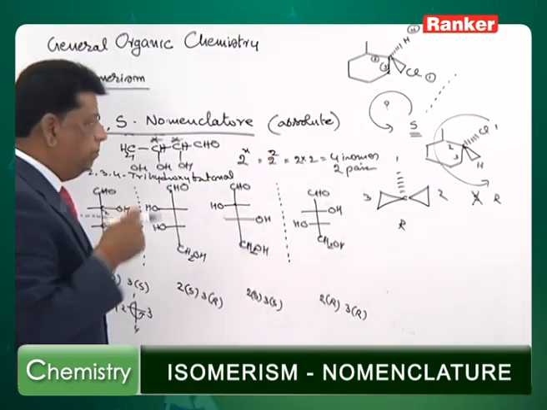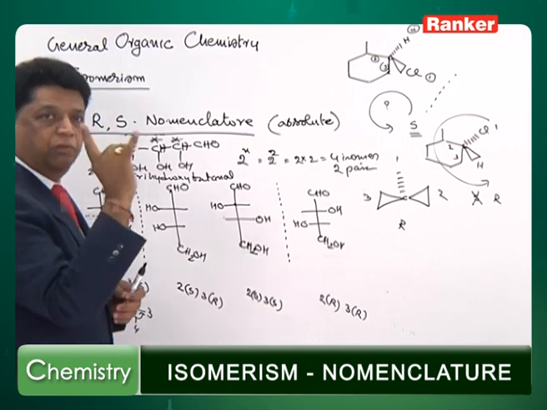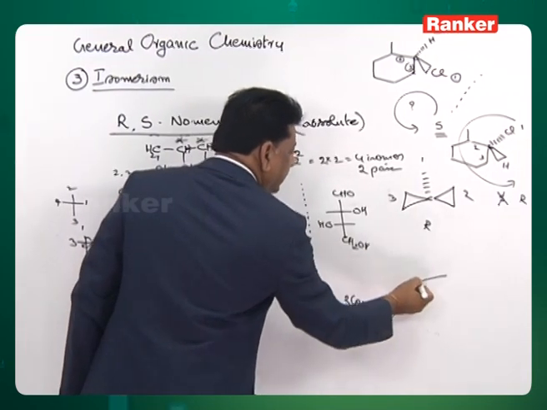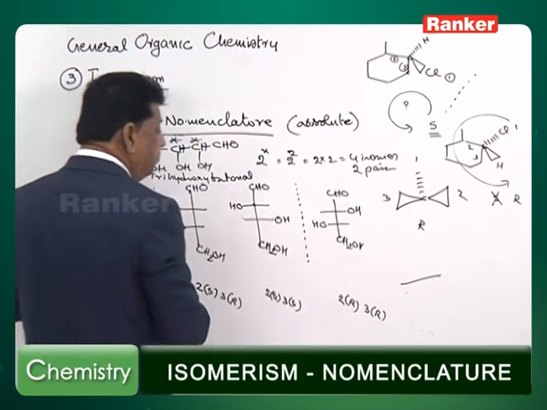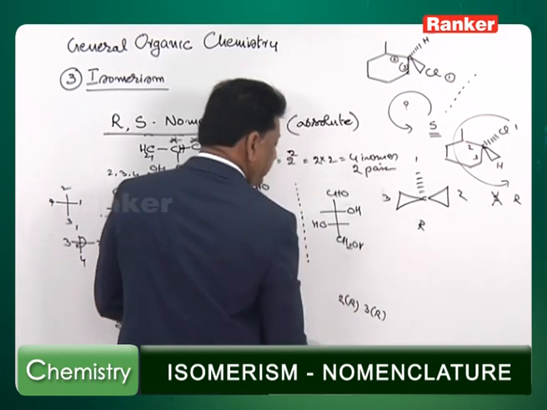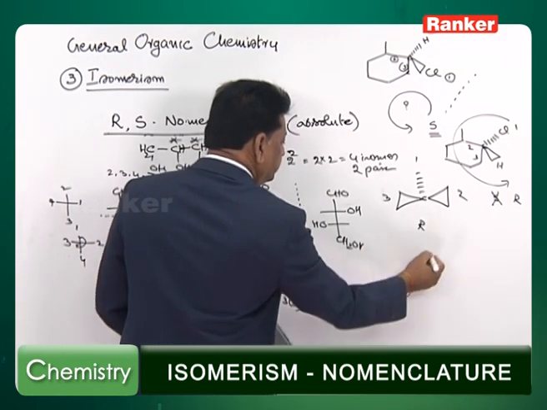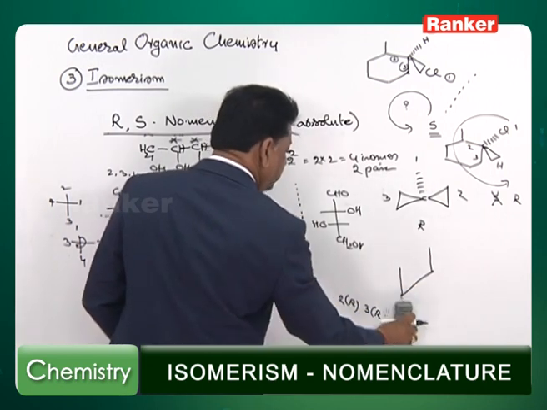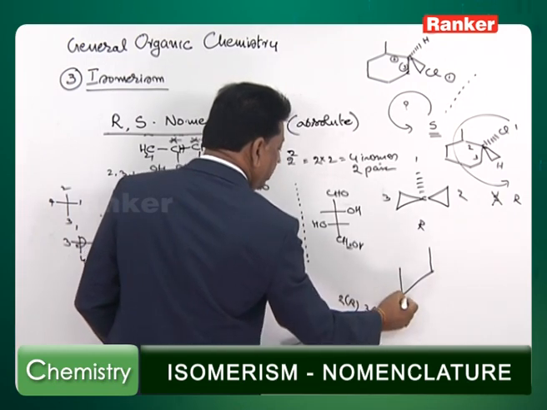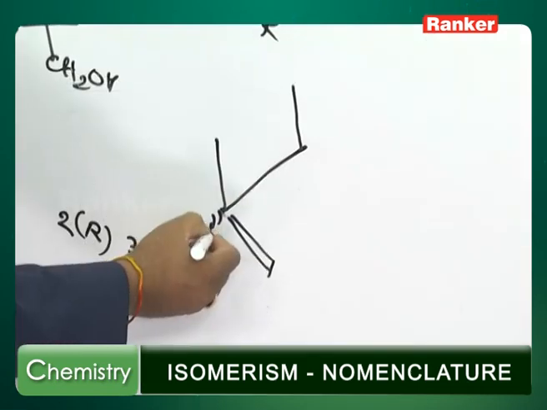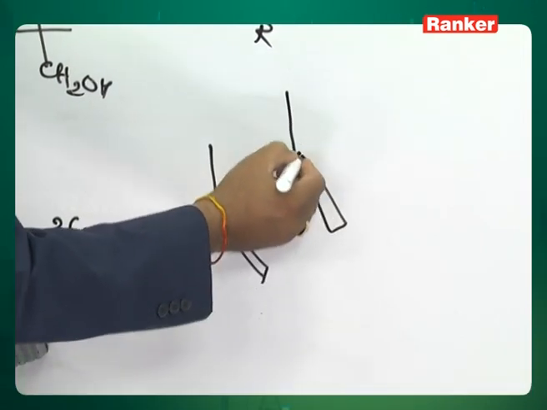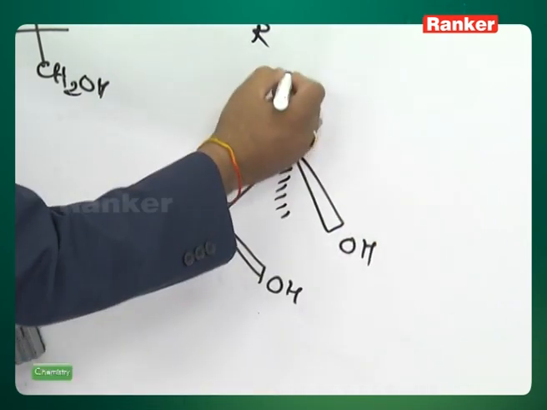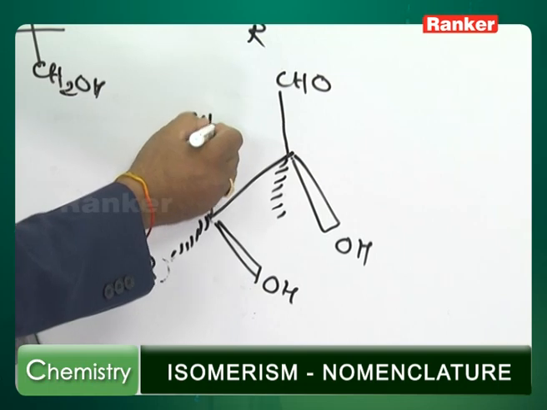So like that, for a given compound, whatever the model it is, for example, if the model is written in a sawhorse model, okay, in the sawhorse model we are using some 3D model also. So these two are OHs, let us say. This is CHO and this is CH2OH.